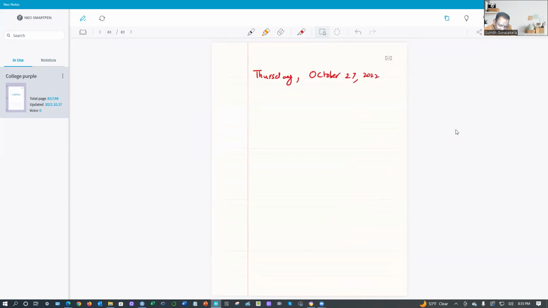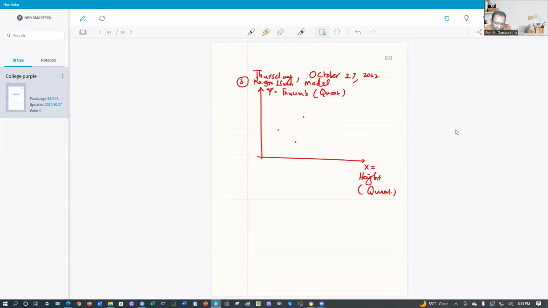So what I'm trying to say is that when you have the third model, we are mainly talking about this regression model. Regression model X. Here you have height. Height is quantitative. This one, thumb length, Y. Thumb is also quantitative. Then you have some data like this. Then you get this line.